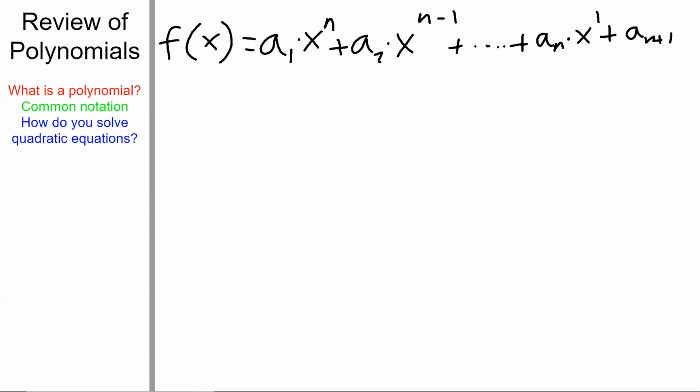So a polynomial is essentially the sum of a lot of different power functions. So you can have x to the 0, you can have x to the 1, you can have x to the 2, and it's basically a sum of different numbers of each of these. And of course, x represents your variable.